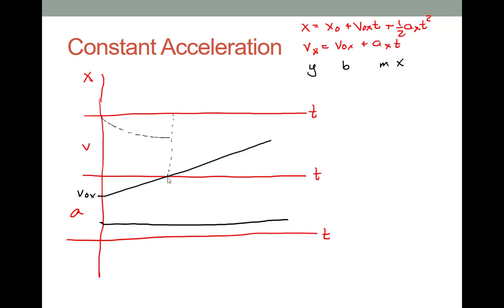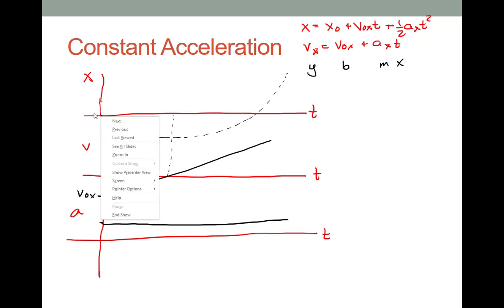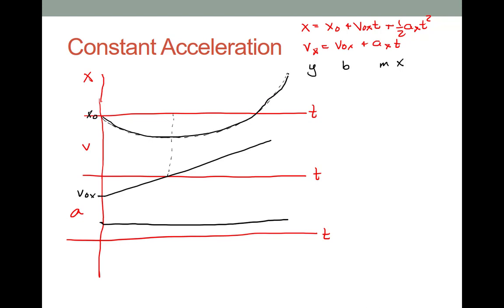At this point where the velocity goes to 0, the slope has to go to 0, so it becomes the bottom of a bowl, if you will. And then it's going to come back upward, something like this. This spot right here, I've drawn it at 0, but in general, that is your initial position. And so the graph of position versus time is a parabola.